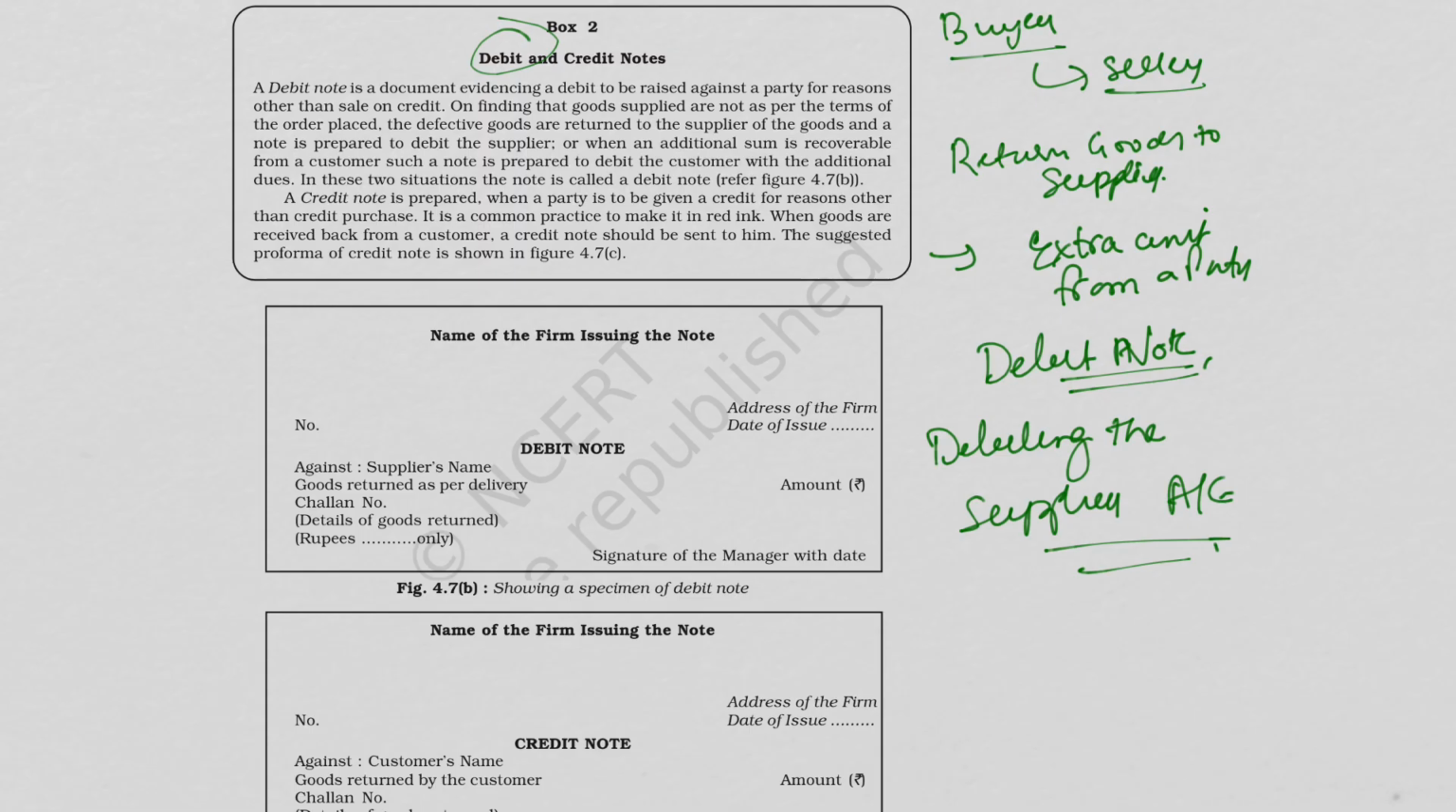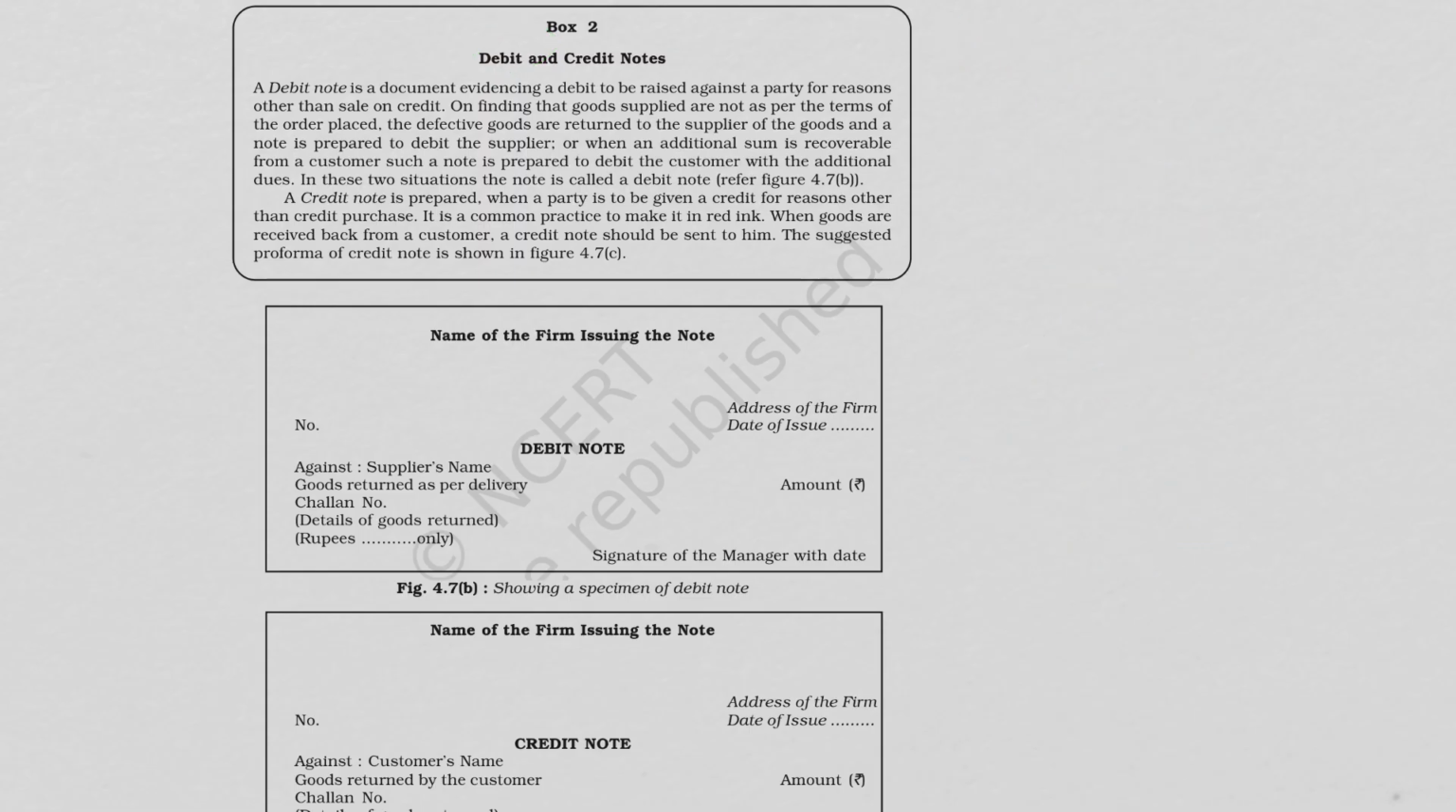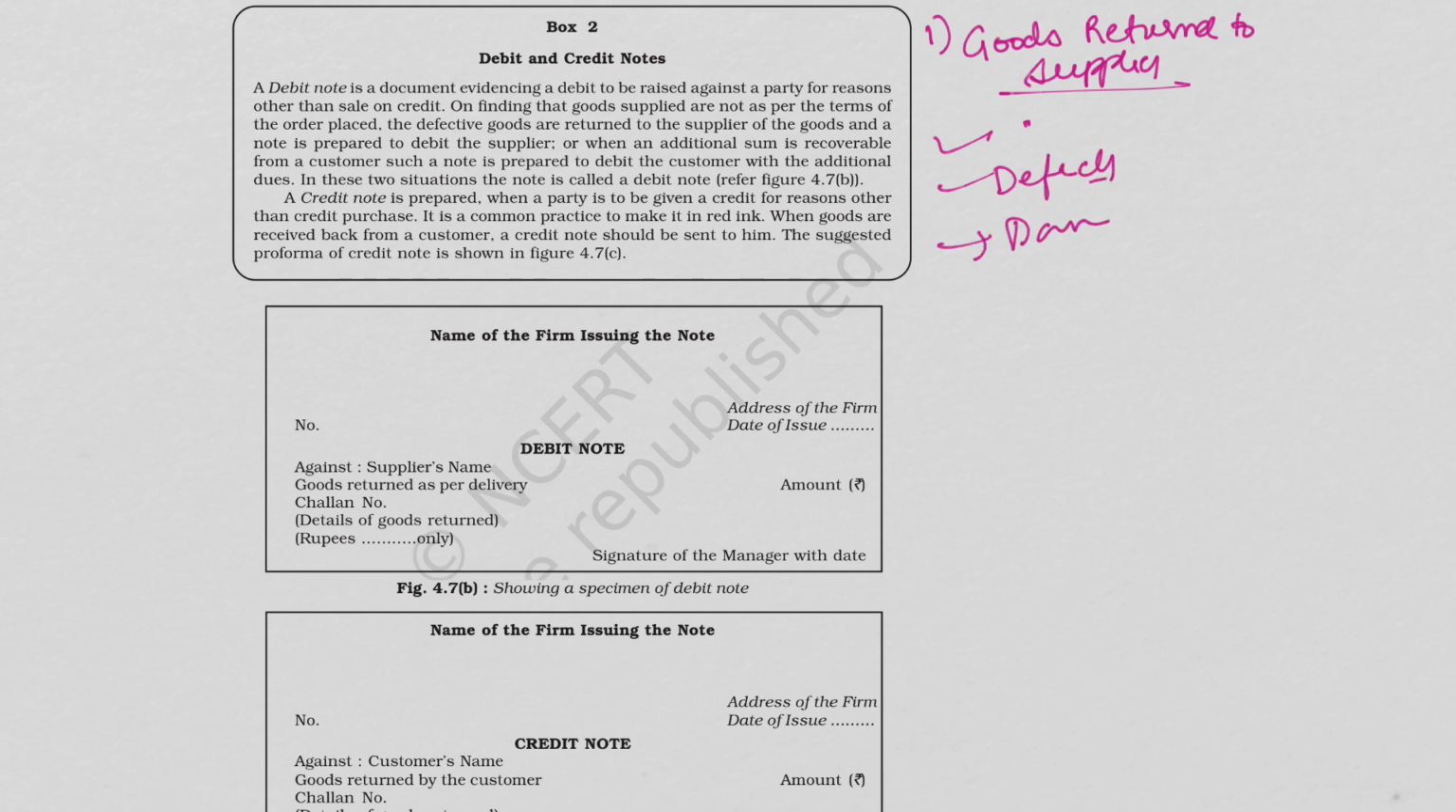So when is debit note issued? First of all, when the goods are returned to supplier. When will the goods be returned to supplier? If it is not as per order, if it is defective, if it is damaged, or if it is in wrong quantity. So then goods are returned to the supplier. Now since the supplier owes us the value of returned goods, so we debit his account. So we issue a debit note.